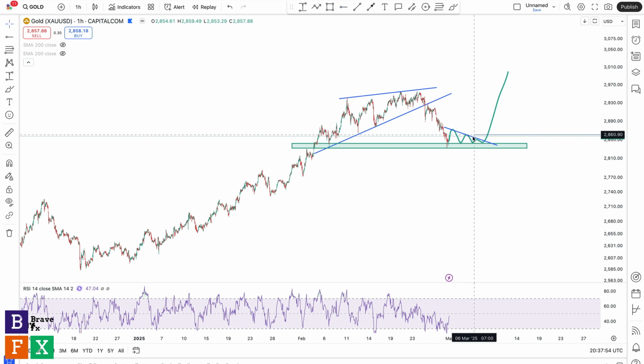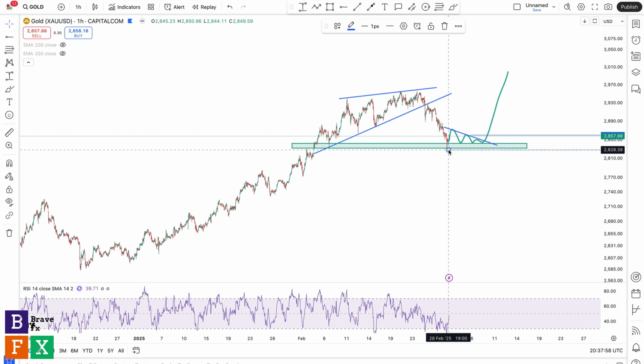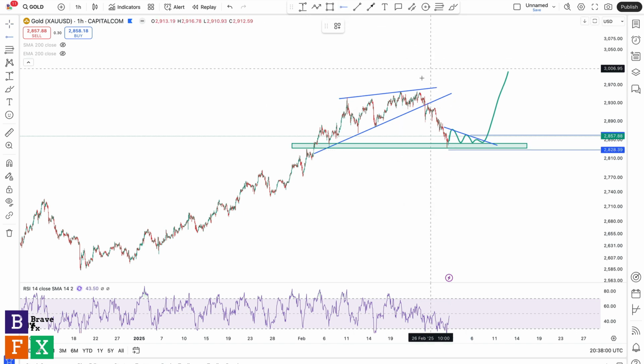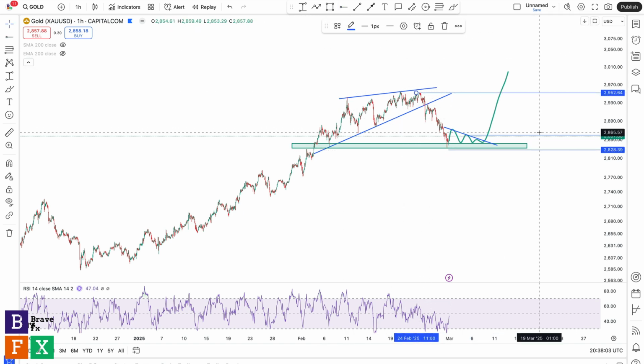So entry is going to be at a breakout from the consolidation. Stop loss is going to be underneath this bounce, and take profit targets can be as high as this all-time highs. Then we trade the rest of our positions as we go higher.